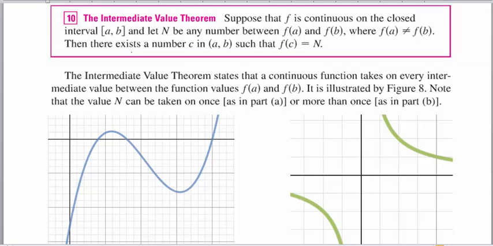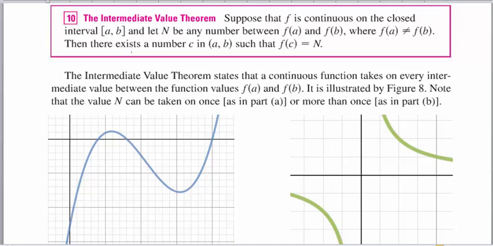It says, suppose that f is continuous on the closed interval from a to b, and n is any number between f of a and f of b, where f of a does not equal f of b. Then there exists a number c in the open interval from a to b such that f of c equals n. So again, it's one of these if-then type statements. The suppose part is the if part, and the then part is obviously the conclusion, right? So if you have that set up in the first sentence, then you can conclude what's in the second sentence.